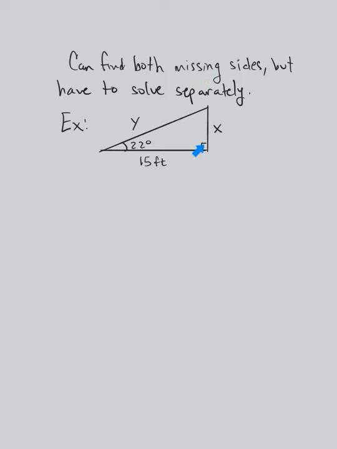Now we can find both missing sides in a problem. If we're just given a right triangle with an angle and a side, we can find both of these missing sides. But the key thing is we have to solve separately.